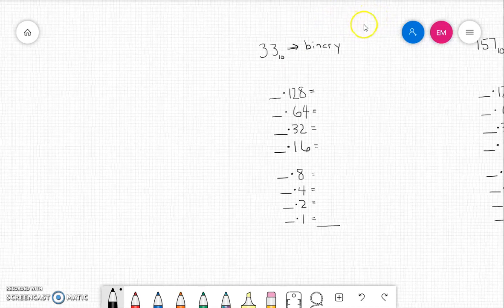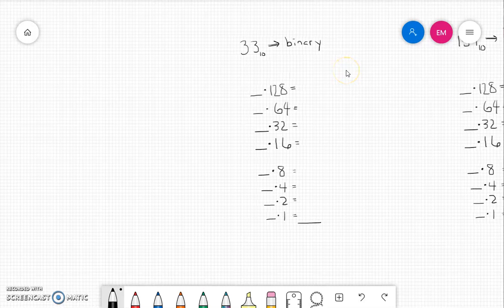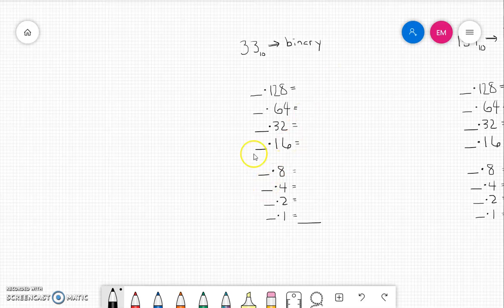Our first example here is we're going to take the number 33 and convert it into a binary number. If you think about this structure, the place values in a binary number, this would be an 8-bit number. 8 bits means it has a total of 8 digits. The place values are 128, 64, 32, 16, 8, 4, 2, and 1. If you think about how this works, we almost need to think of this in reverse. So the number I want to get is 33.